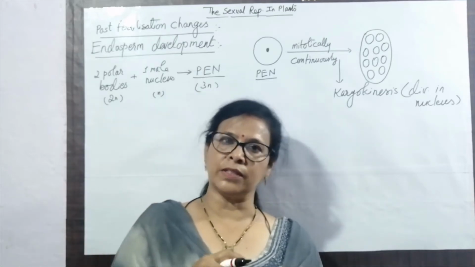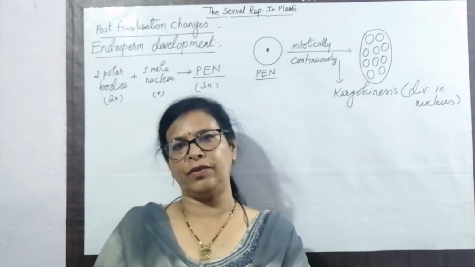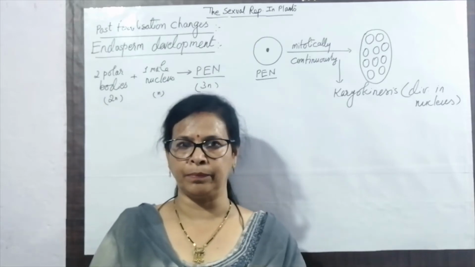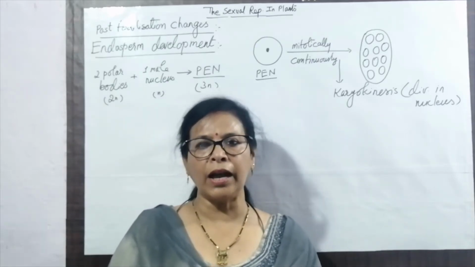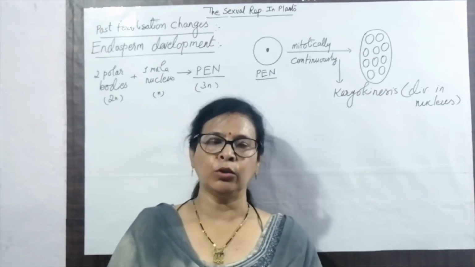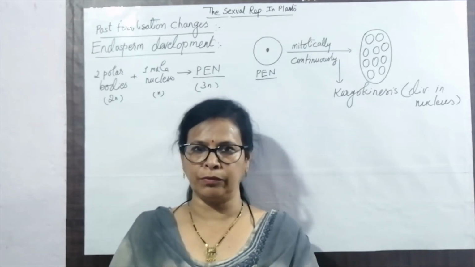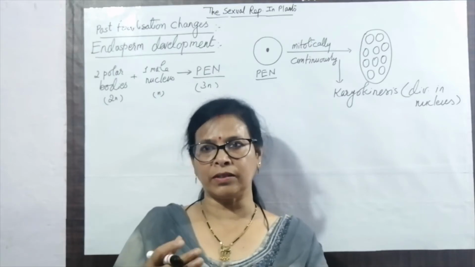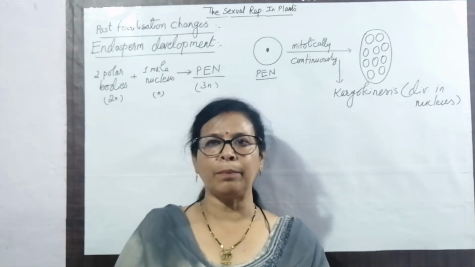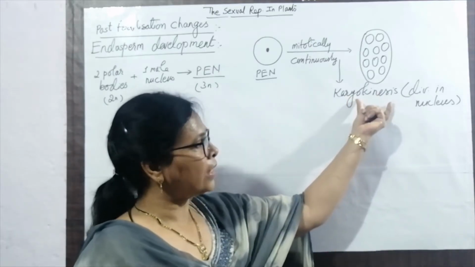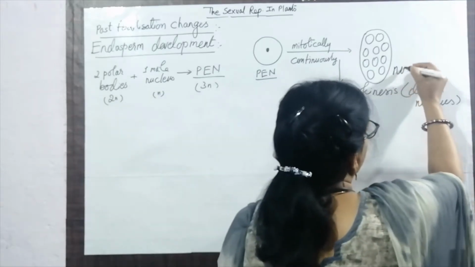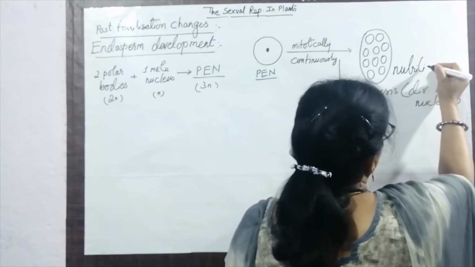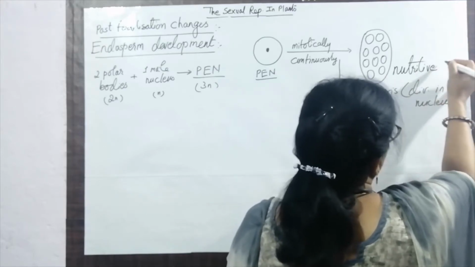On the basis of this development, we are able to classify the endosperm into 3 types. One is called the nuclear type, one is called the cellular type, and one is called the helobial type. So there are 3 types of endosperm formation. How are the 3 types of endosperm differentiated?